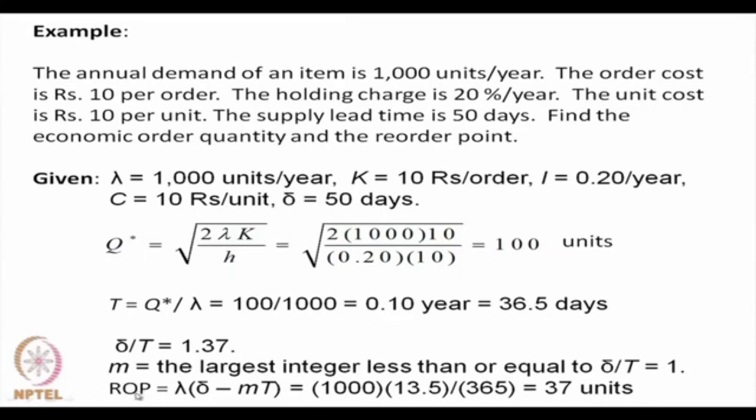Therefore, reorder point ROP is lambda times delta minus m T, which is equal to 1000 multiplied by this quantity, which comes to 37 units. Now, because this is 37 units, when the inventory level comes down to 37 units, we place an order for 100 units. So, we thus know when to order, when the inventory position comes down to 37 units, and how much to order is 100 units. This is the economic lot size.